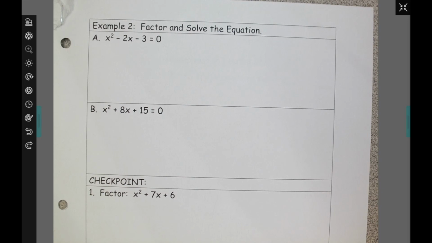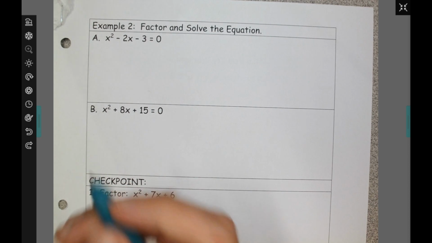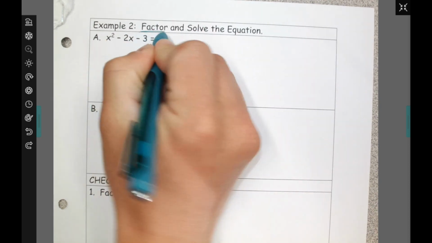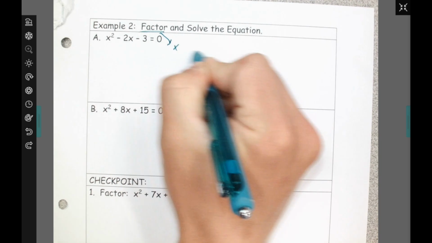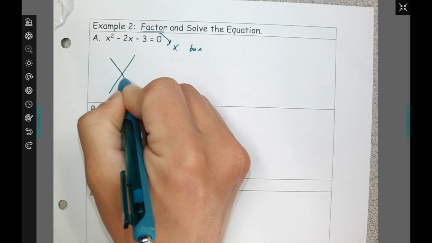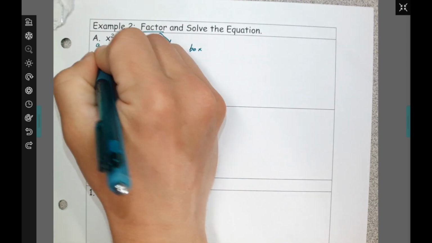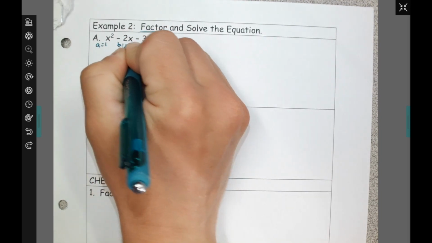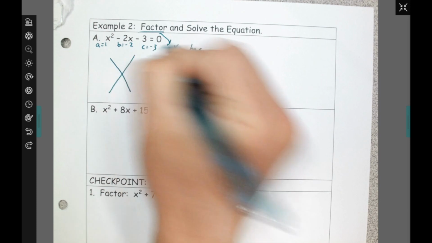All right, so now we're going to look at factoring, and then we're going to solve on top of that. So we're combining both skills we've been learning. Remember, as soon as we see factor, right away we're thinking X and then box. So I go ahead and draw a big X here. First step for the X is you have to find A, B, and C.